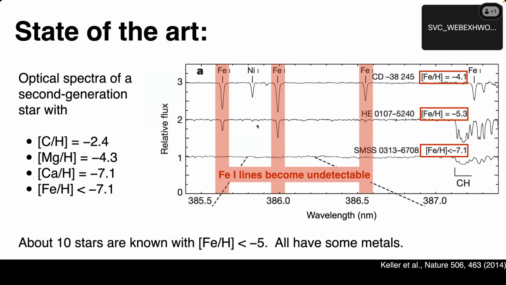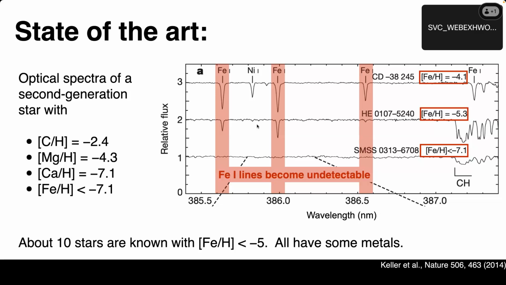So here's one example of the state of the art. This is a zoom in on a small region of the optical spectrum, and this compares 3 different very low metallicity stars. Bracket iron to hydrogen notation, -4 at the top, -5, and an upper limit of -7 at the bottom there. And of course, as you expect, as the metallicity decreases, the lines get weaker.